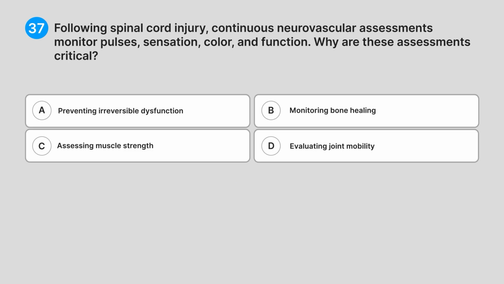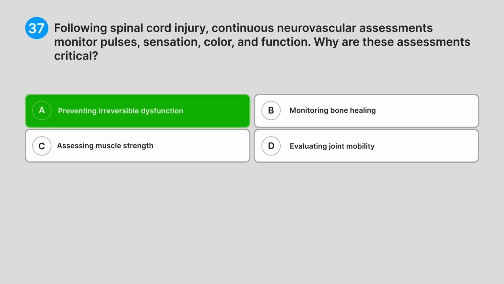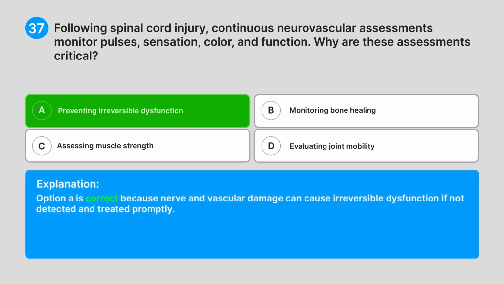Correct answer, A. Preventing irreversible dysfunction. Explanation. Option A is correct because nerve and vascular damage can cause irreversible dysfunction if not detected and treated promptly.